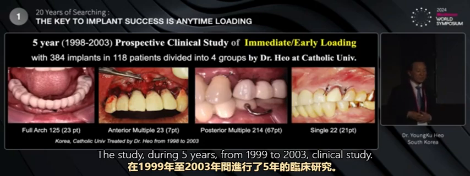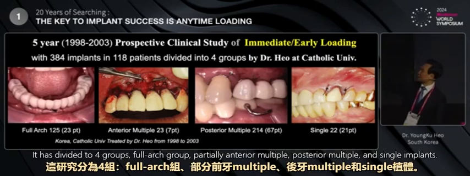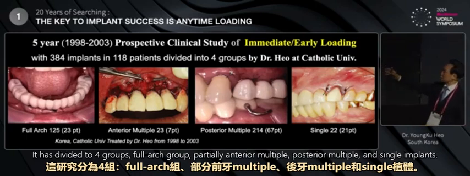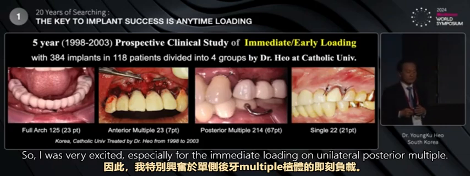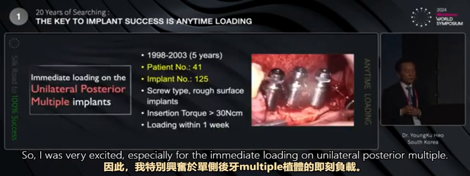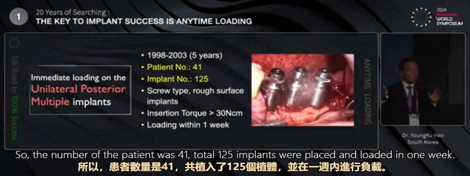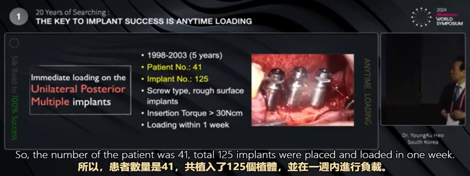So the study was a 5-year clinical study, from 1999 to 2003, with 4 groups: full arch group, partially anterior multiple, posterior multiple, and single implants. I was very excited, especially for the immediate loading on the unilateral posterior multiple. The patient was 41, 125 implants were placed and loaded in 1 week.